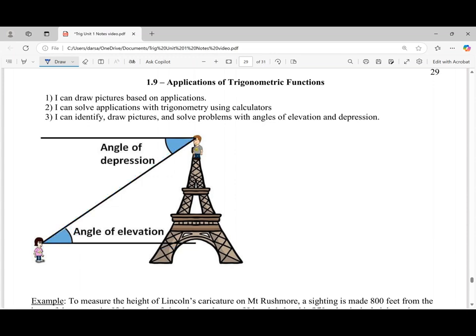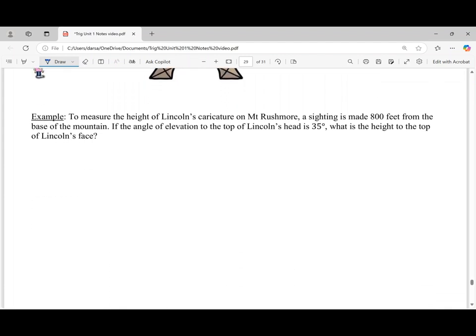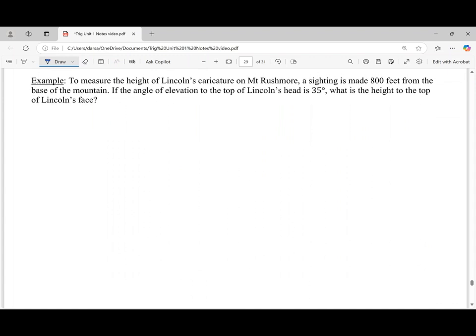Angle of depression's a little bit harder because it makes the triangle upside down. If you do an angle of depression, then you're up high. So you're going to look straight out level, and then you're going to look down at the ground. And the angle from that level to the down on the ground is the angle of depression. That's a little bit of a trickier question for us to do. But we can use angle of elevation and angle of depression to find heights of things.